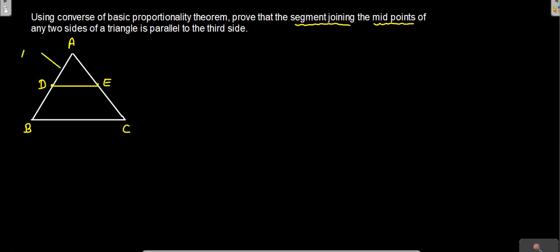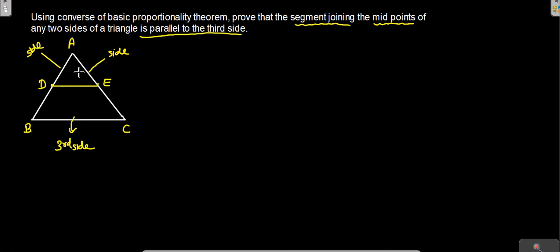AB is a side of the triangle and AC is another side of the triangle. Any two sides of a triangle, the segment joining their midpoints is parallel to the third side. So which one is the third side? This is the third side. So DE is parallel to BC. Do you see that? So our diagram is clearly correct.